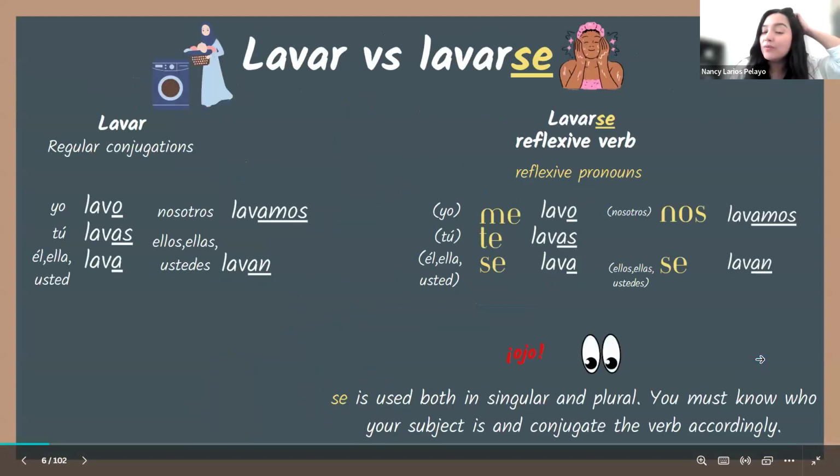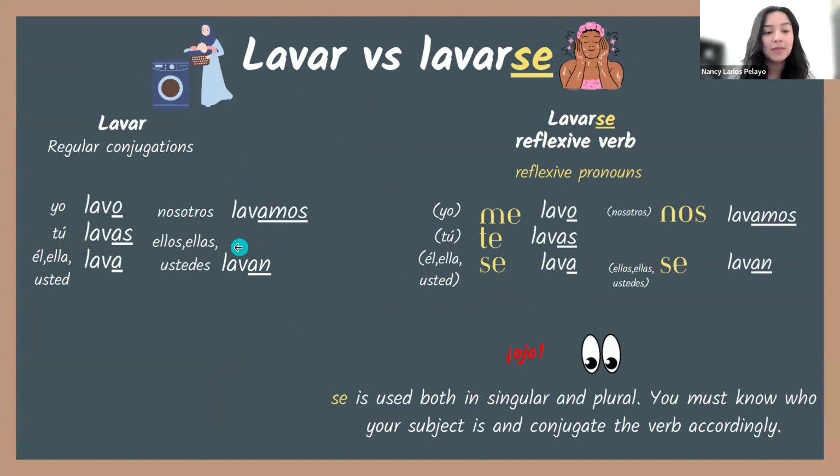Okay. And so if we look side by side, tenemos lavar, the regular conjugations. Yo lavo, tú lavas, él, ella lava, right? Nosotros lavamos, ellos, ustedes, ellas lavan, right? We know the endings: o, as, a, amos, an, right? Pero un verbo reflexivo, you see here we have lavar versus lavarse, okay?